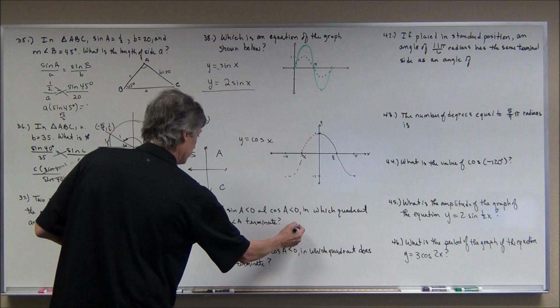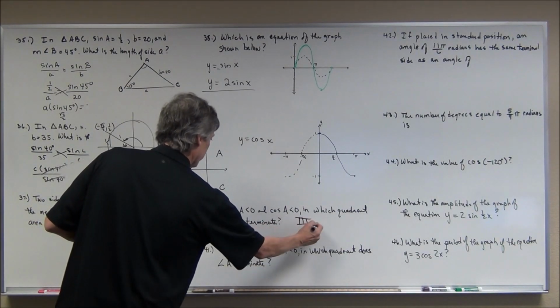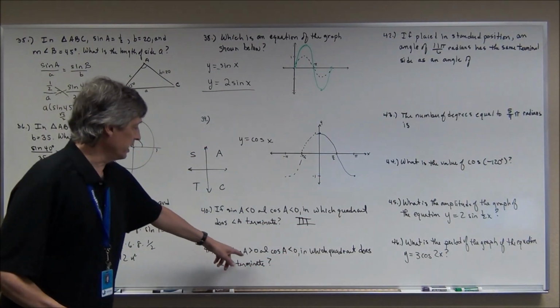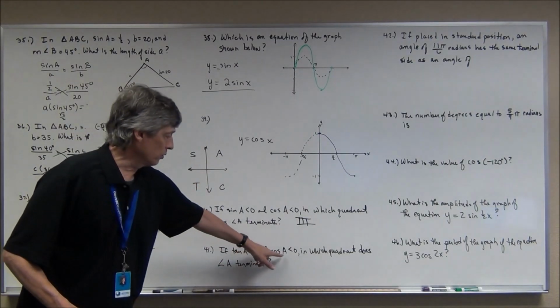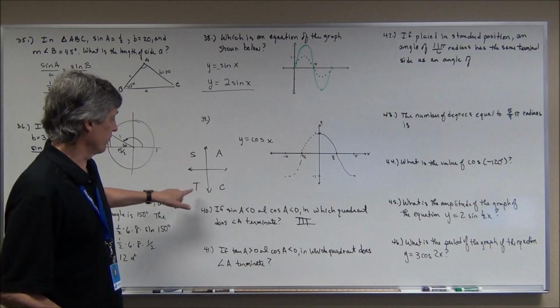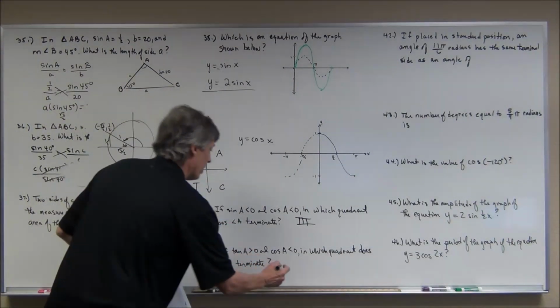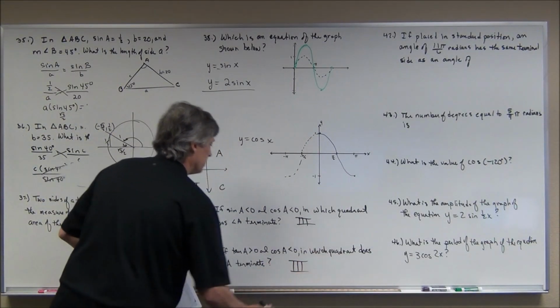So what quadrant does it terminate? Quadrant 3. Now in this case it says tangent is positive. Now tangent's positive in the first and in the third, and cosine is negative. Well, cosine's positive in the first, negative in the third. It's also quadrant 3. Look how simple that was.